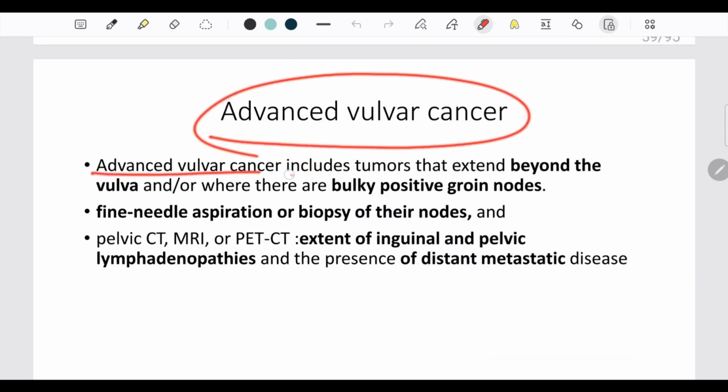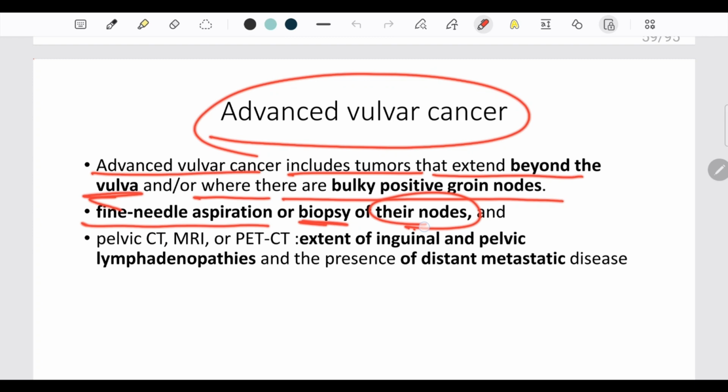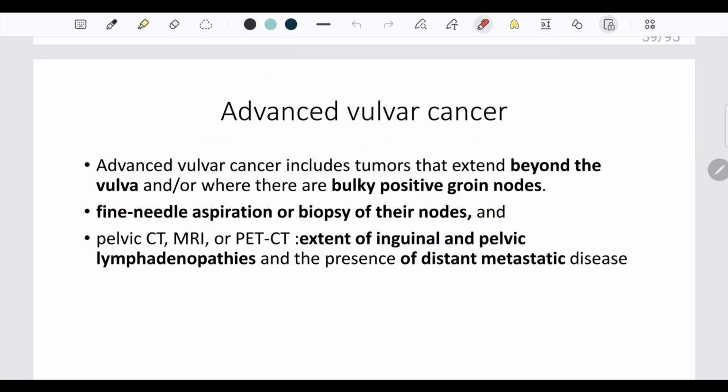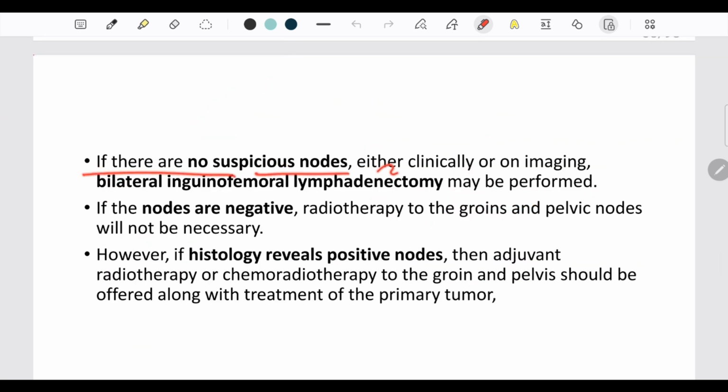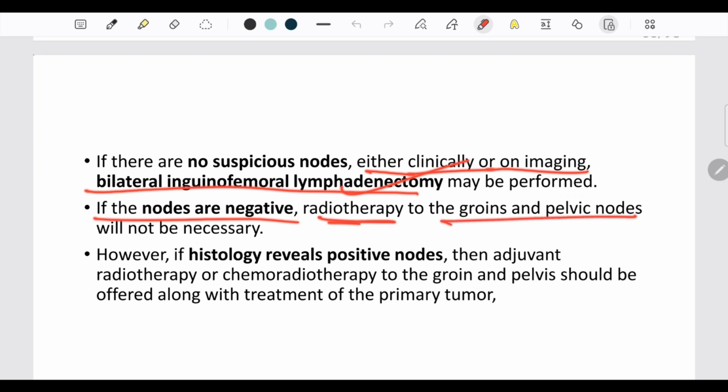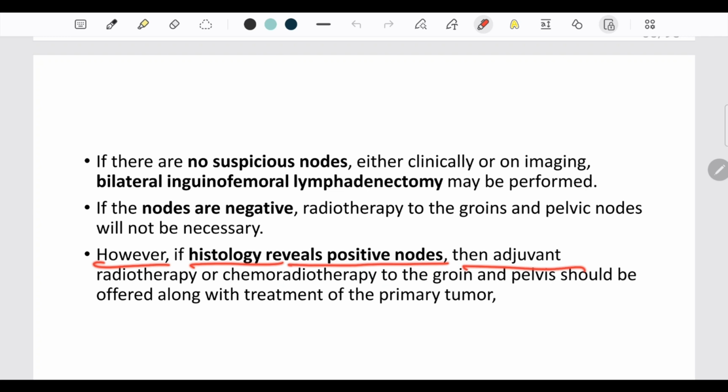Advanced vulvar cancer includes tumors that extend beyond the vulva and where there are bulky positive groin nodes. So FNAC or biopsy of the node is to be done, and pelvic CT, MRI or PET CT to know the extent of inguinal and pelvic lymphadenopathy and the presence of distant metastatic disease. If there are no suspicious nodes, either clinically or on imaging, bilateral inguinofemoral lymphadenectomy may be performed. If the nodes are negative, radiotherapy to the groins and pelvic nodes will not be necessary. However, if the histology reveals positive nodes, then adjuvant radiotherapy or chemoradiotherapy to the groin and pelvis should be offered along with treatment of the primary tumor.